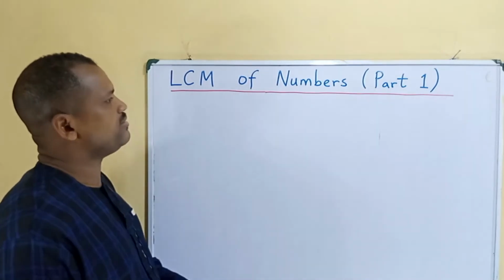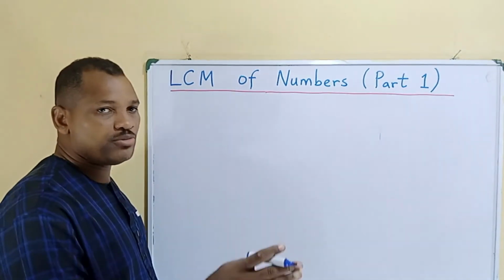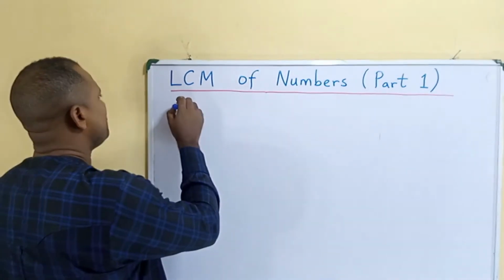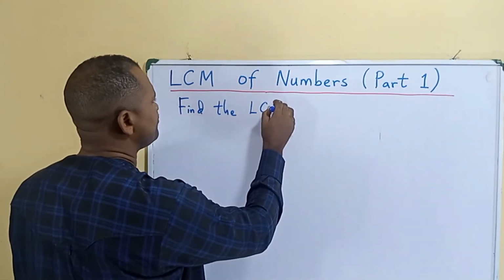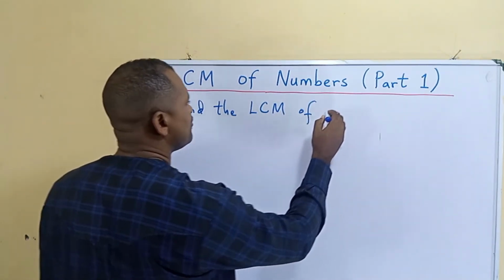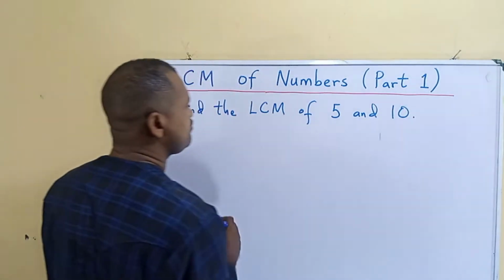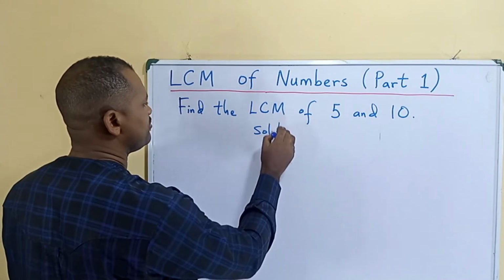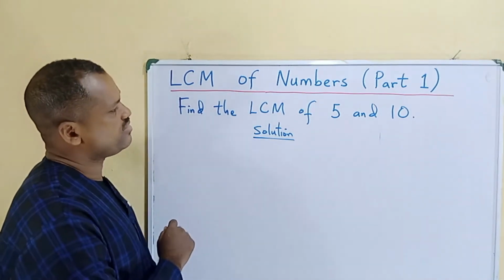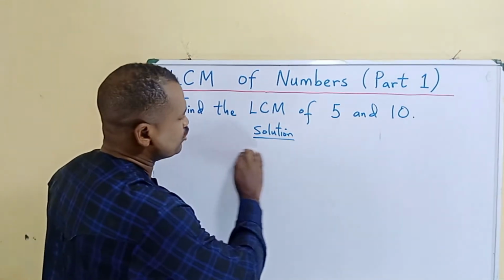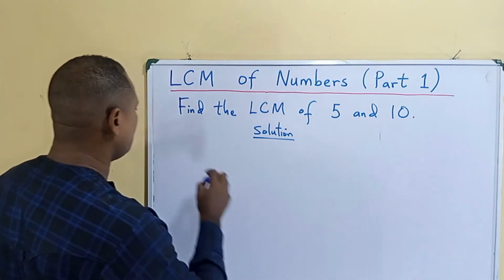Let's say you're asked to find the LCM, lowest common multiple or least common multiple, of 5 and 10. Solution. So what you do in this method is to first of all list the multiples of 5 and the multiples of 10. So multiples.